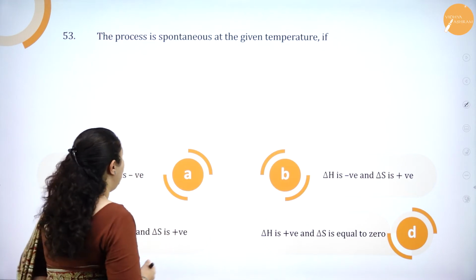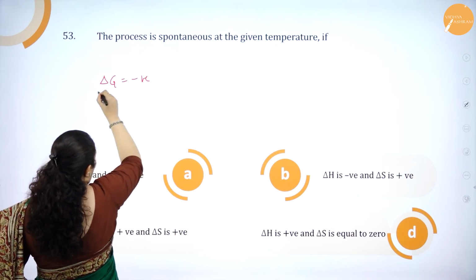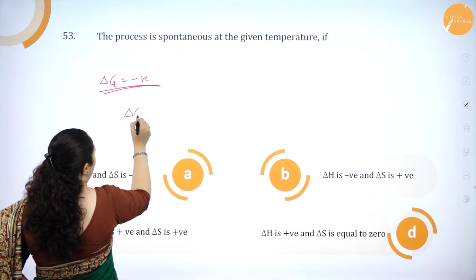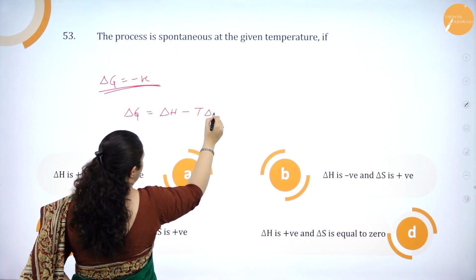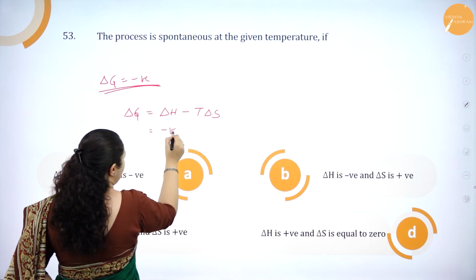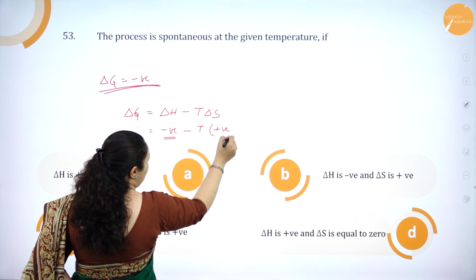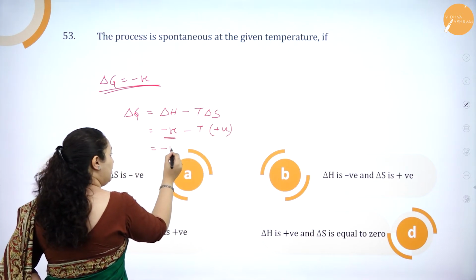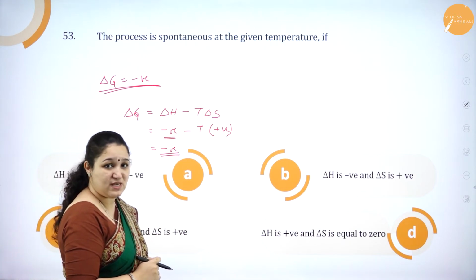Here we know that if delta G is a negative value, it's a spontaneous reaction. Correct? And what is the formula? Delta G is equal to delta H minus T delta S. So if delta H is negative and if delta S is positive, plus into minus is minus only, then you are going to get always a negative value irrespective of what the temperature is, isn't it?